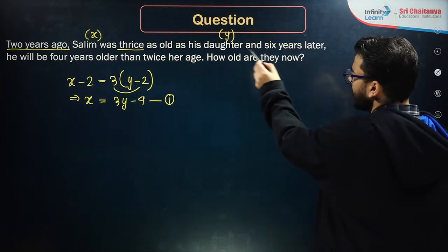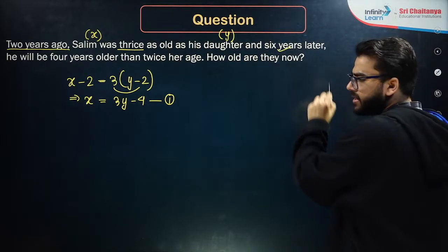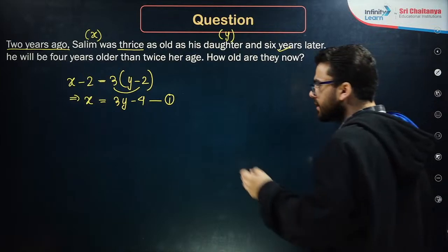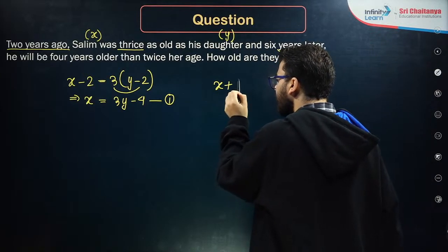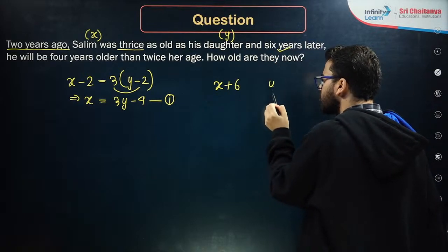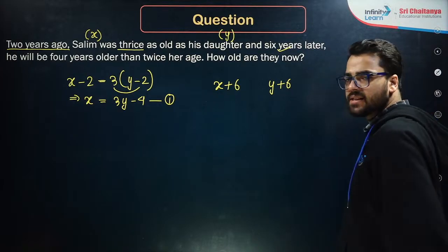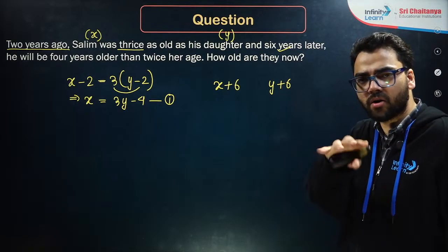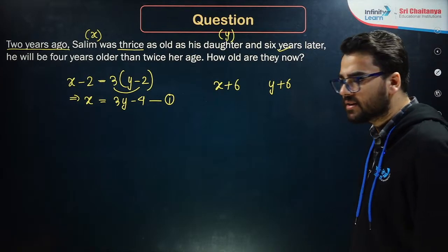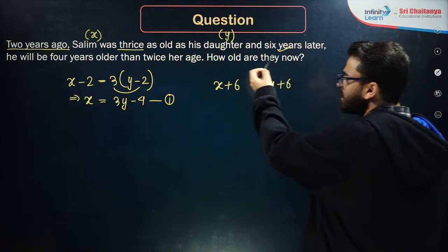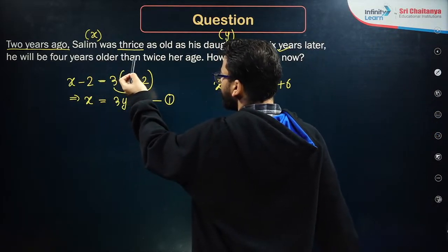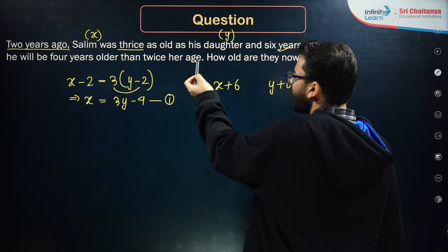Now you see this, and 6 years later, the moment you're talking about 6 years later, it means you're talking about Salim's age 6 years later and his daughter's age as well 6 years later. The moment it is written, automatically you have to understand that. It is written that 6 years later, he will be 4 years older than twice her age.